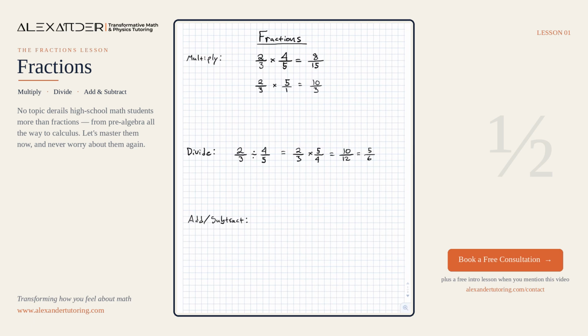Now, before we move on, at Alexander Tutoring, it's very important that we know why the rules are the way they are. So it might seem a little arbitrary that we just flip the second fraction and multiply. Why would we do that when we're dividing? That's a question I'd like to briefly address now, and I'm going to do it just by throwing something out there.